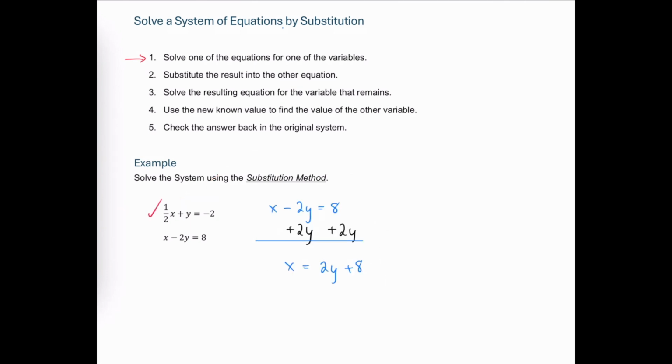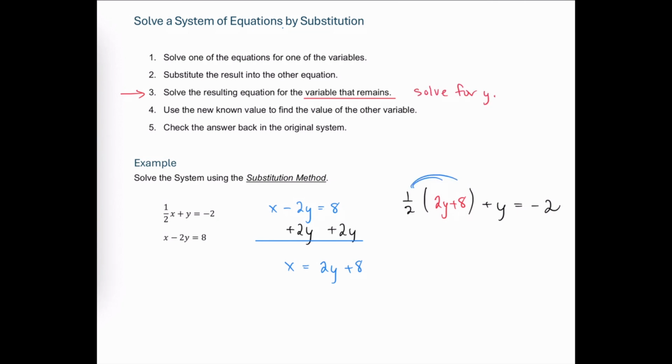So let's copy down this first equation, but with a large hole for that x variable, plus 2y is equal to negative 2, and we're going to plug 2y plus 8 in for the x in that first equation. So 2y plus 8 goes in here. So now what we have is one equation with only one variable. And so we can solve for the variable that remains, and in our case, we would be solving for y.